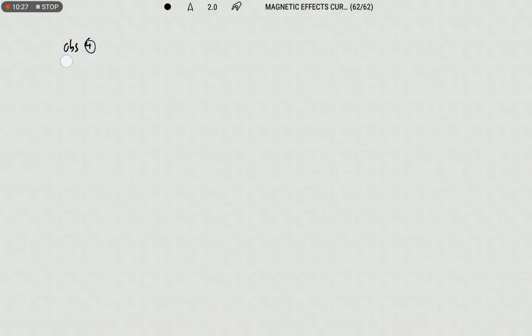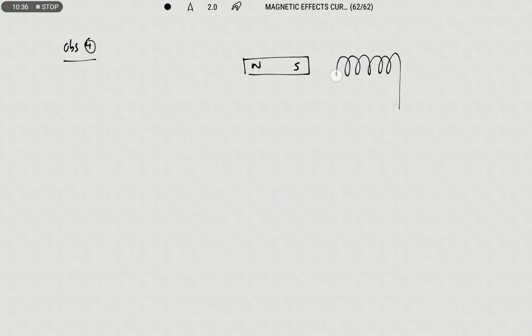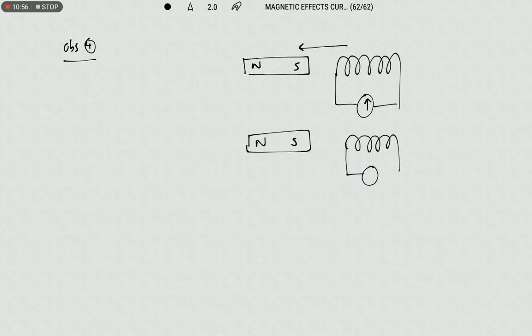The same result is obtained. Instead of moving the magnet, now he is moving the coil. When the coil is moving towards the magnet, again he observes some deflection in the galvanometer. In the same way, when he is moving the coil away from the magnet, in this case also he observes some deflection in the galvanometer.